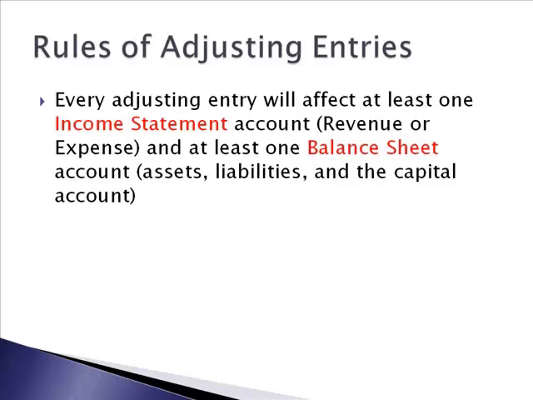Every adjusting entry affects at least one income statement account and at least one balance sheet account. Remember that income statement accounts are revenues and expenses, also known as temporary accounts, and balance sheet accounts are asset accounts, liabilities accounts, and owner's capital account, also known as permanent accounts.